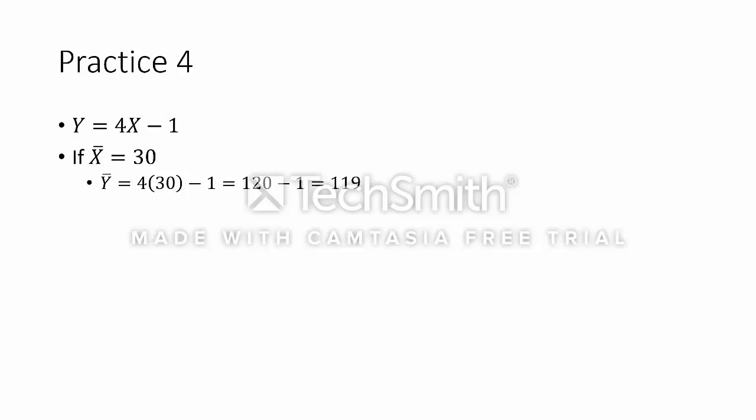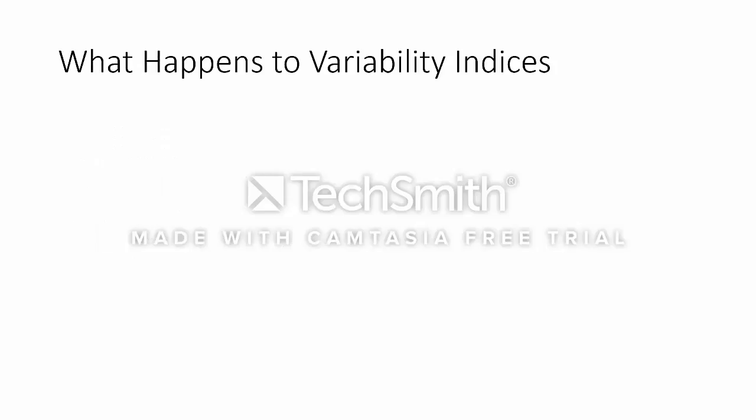Let's practice this. Suppose our transformation is y equals 4x minus 1. If our original mean was 30, then our transformed mean should be 4 times 30 minus 1, which gives us 120 minus 1, or 119. If our original 90th percentile was 11, then our new 90th percentile would be 4 times 11 minus 1, for 44 minus 1, or 43. Ultimately, central tendency transformation is rather straightforward.